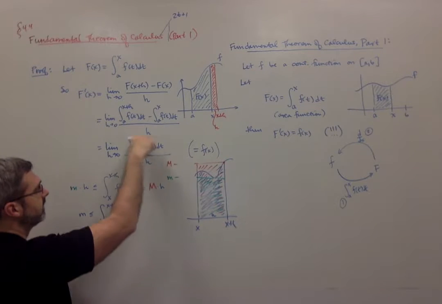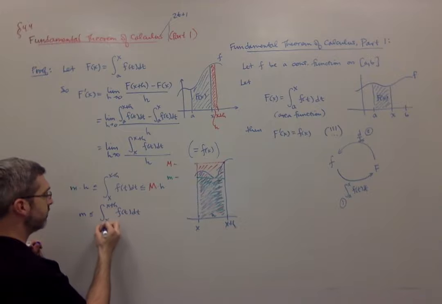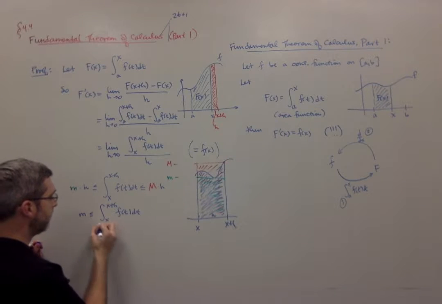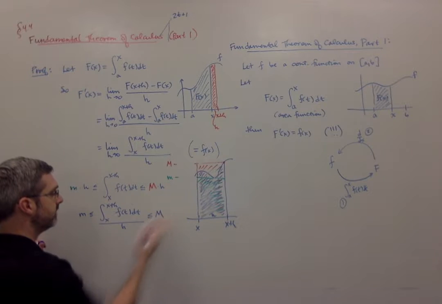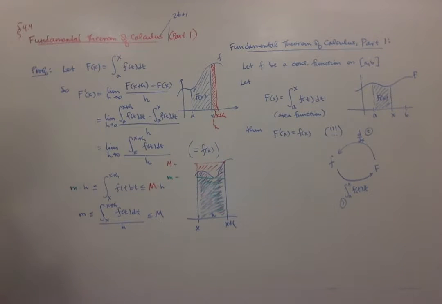Because I want this thing, and this thing has the area divided by h. So if I divide this by h, I just get little m. If I divide this by h, I get this. If I divide this by h, I get big M. Can you guess what I'm about to do?